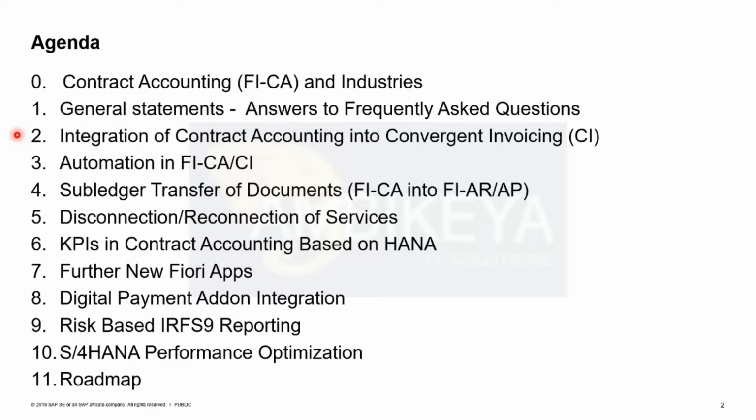And if we talk about FICA and contract accounting, we always have to talk about convergent invoicing, which is somehow the twin application to FICA. And the integration is very strong into that component. That's why we have this topic as well. Then I want to give you an introduction about automation in FICA and two main upcoming topics which we are currently developing here, which is situations management and cash application for FICA.